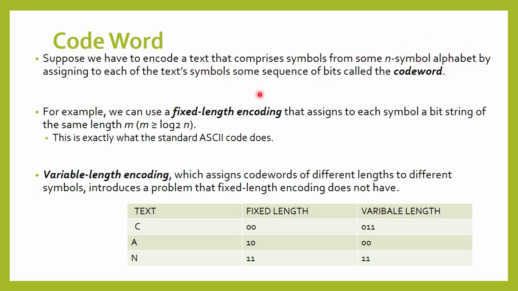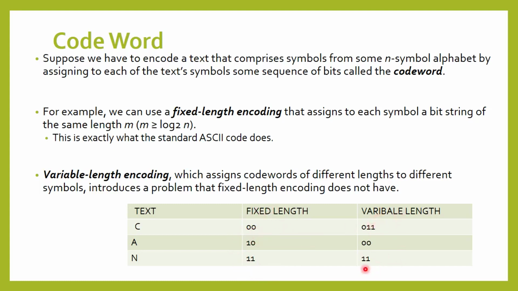So there are two kinds of encoding, fixed length encoding and variable length encoding. We'll see that with an example. For example, a text comprises three symbols, C, A, N, derived from the 26 alphabet. Now C, I am going to assign bits 00, A I am going to assign bits 10, N I am going to assign bits 11. Here you can see the length of these bits is 2, so that means it is fixed. So this kind of coding is called fixed length coding.